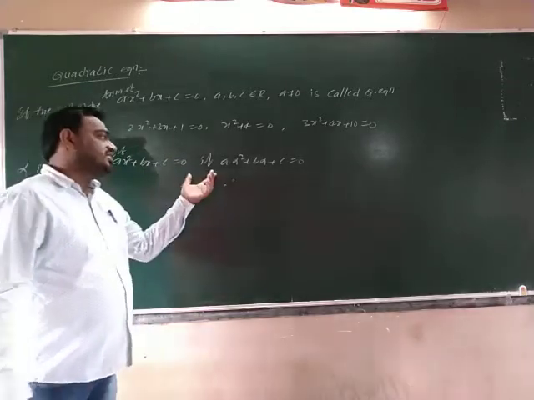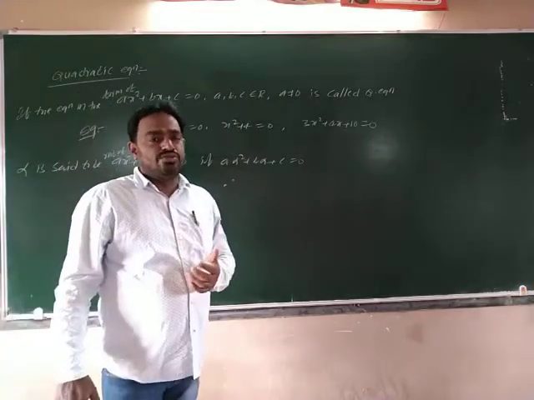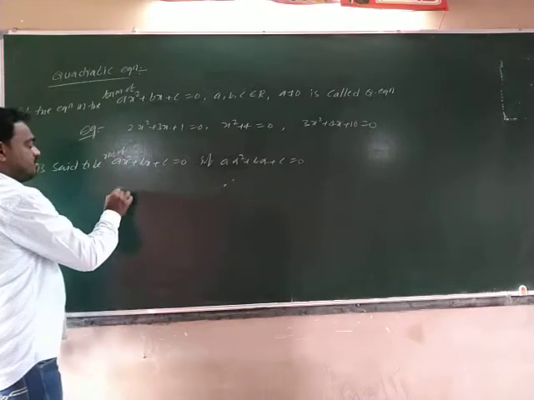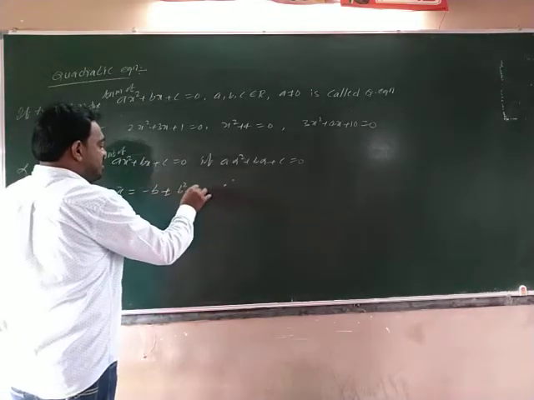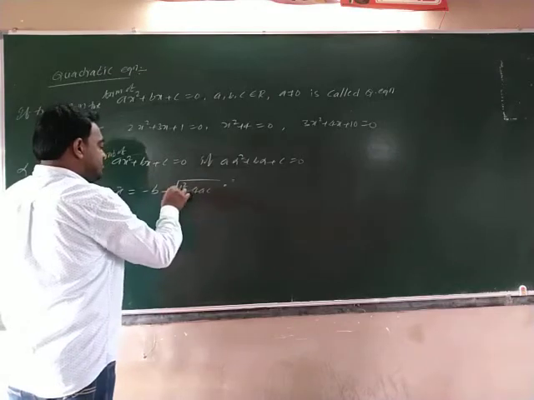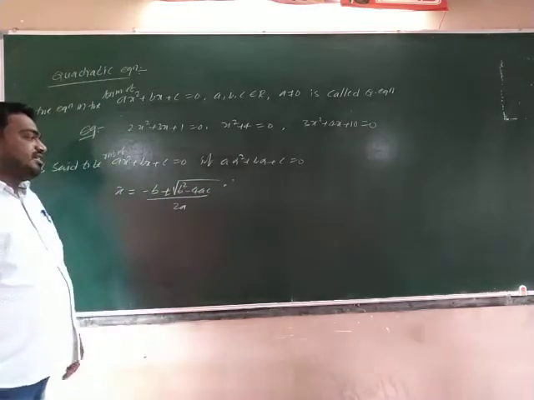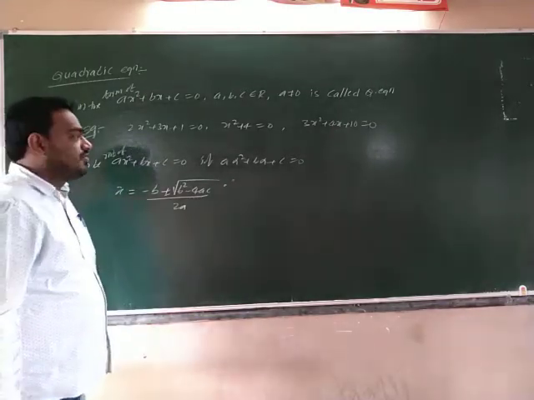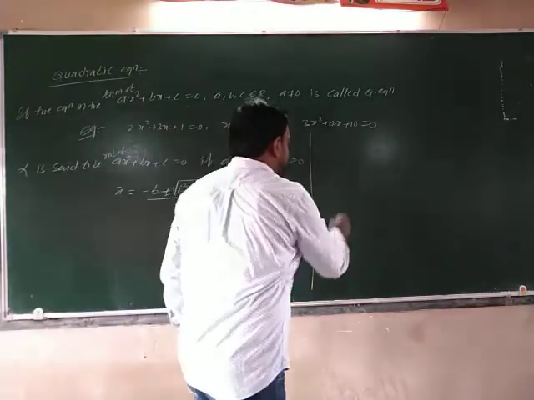A quadratic equation has at most two roots, right? So what are the roots of the quadratic equation? The roots are minus b plus or minus square root of b square minus 4ac, all divided by 2a. So how did we get this? Let us see the proof, it is very simple.